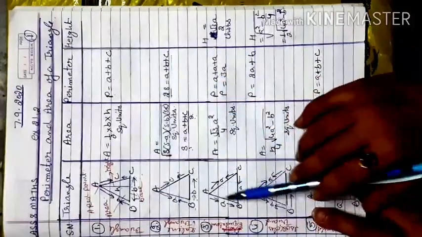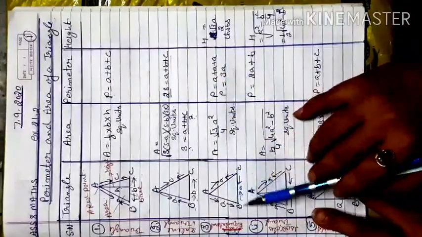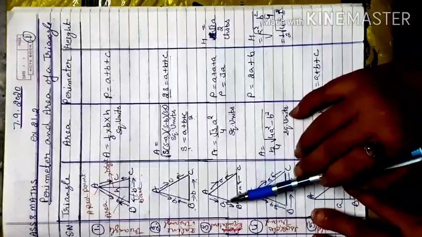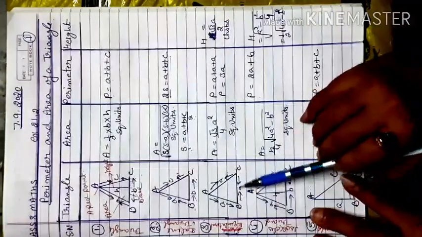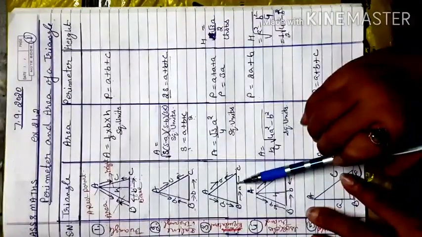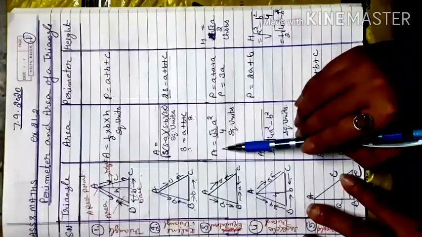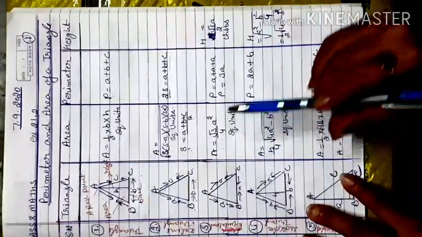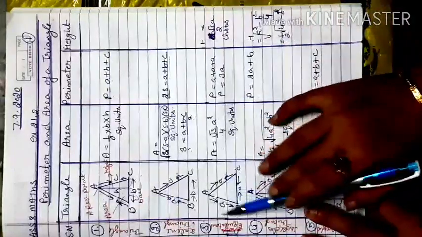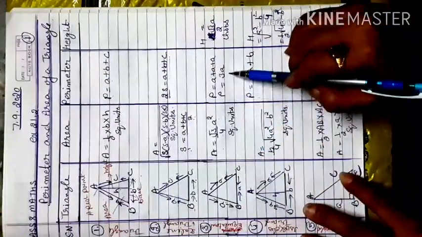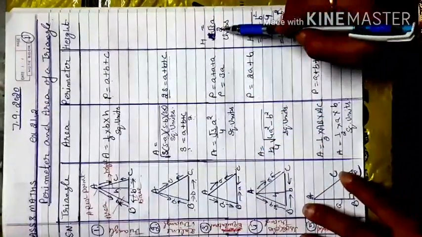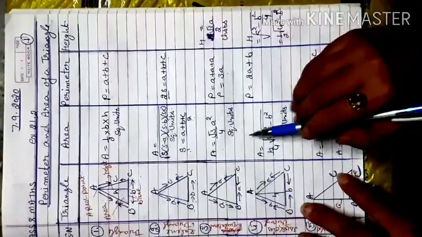Next is the equilateral triangle. In an equilateral triangle, all three sides are equal to each other. Area is root 3 by 4 a square. Perimeter is when you add all the three sides, that is 3a, and height is root 3 by 2 a units.